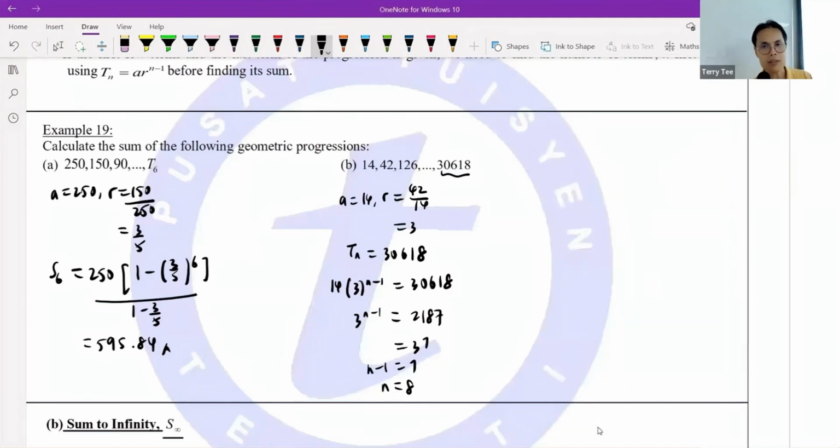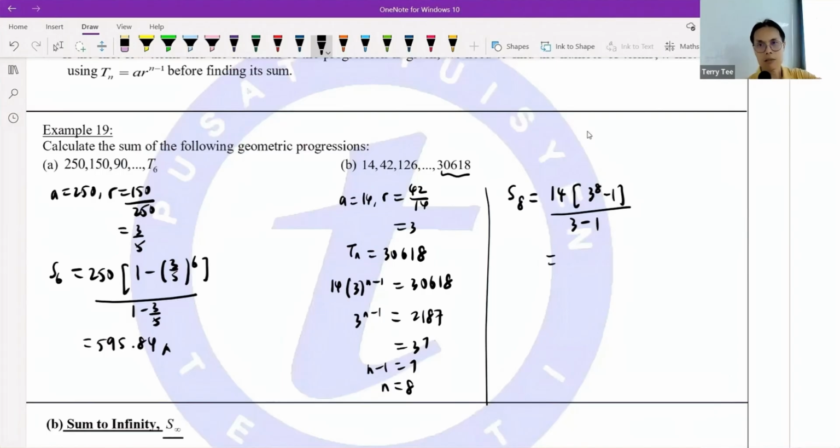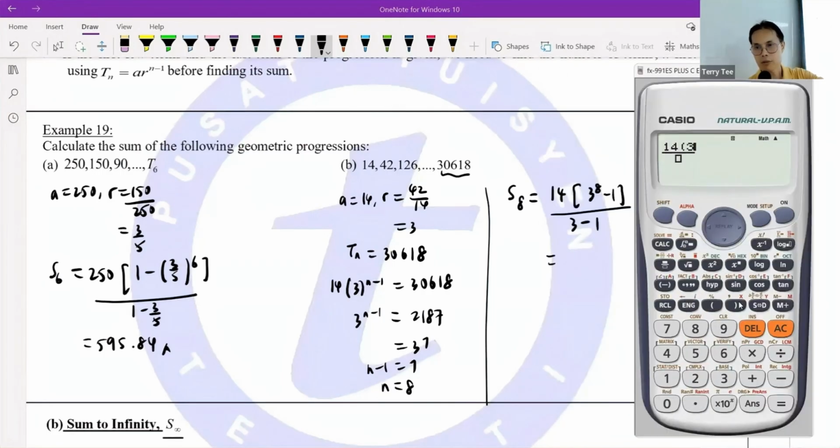Okay, I'm not done yet, because this tells us that the value of the 8th term is this. That means there are 8 terms in this progression, and I'm finding the sum of these first 8 terms. Use the formula A times R to the n minus 1, over R minus 1. Calculator: bracket, 3 to the power 8 minus 1, divided by 3 minus 1. Okay, my answer is 45920.